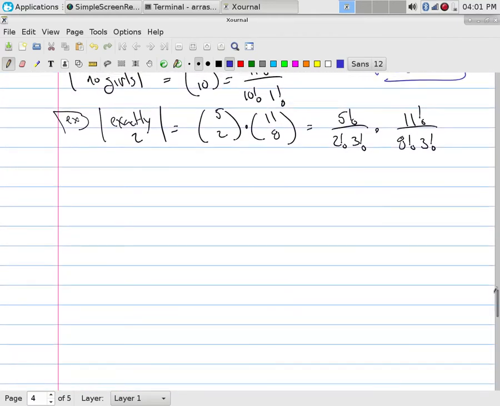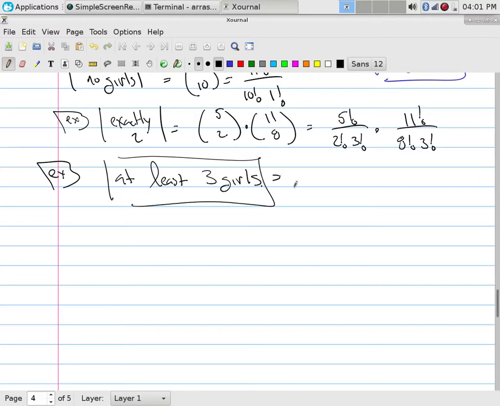So we could go through things and say, for example, at least 3 girls. If I have at least 3 girls, that's just equal to exactly 3 or exactly 4 or exactly 5. If I find those 3 values and simply add them up, it would satisfy the at least 3 girls.